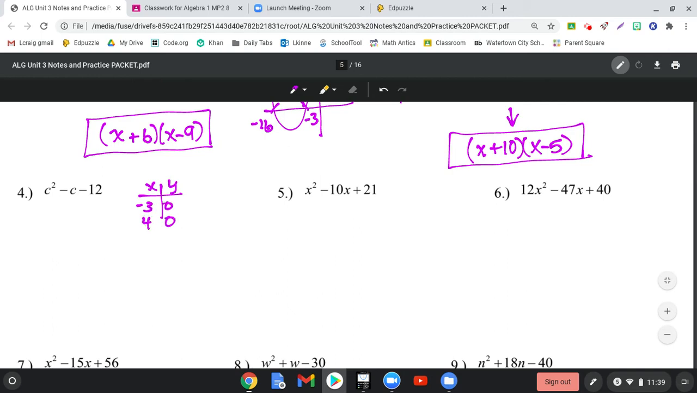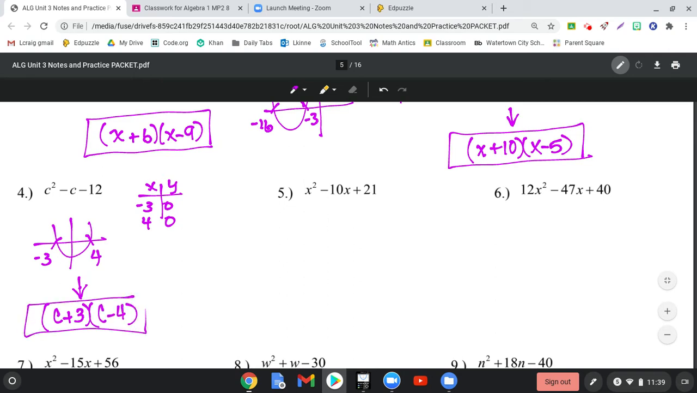All right, so it hits at negative 3 and 4. So my zeros are negative 3 and 4. So what makes them 0? X plus 3, right? Negative 3 plus 3. And x minus 4. Don't forget to change the signs. That's the only thing you got to remember.